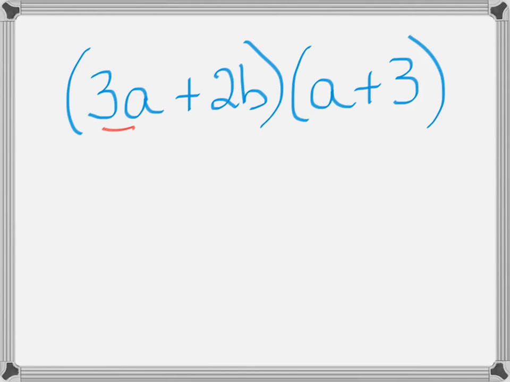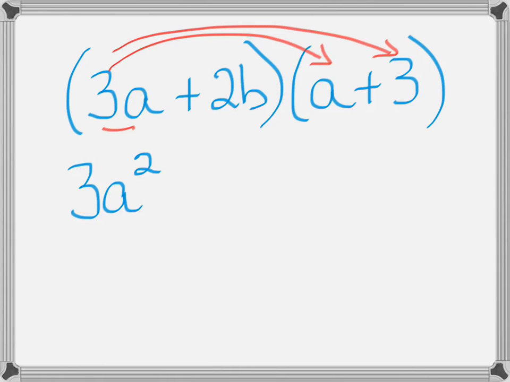Okay, so our first step is to take the first term in the first binomial and multiply it times the first term in the second binomial. 3a times a is going to give me 3a squared. Then I'm going to multiply the same 3a by the outside term, 3. 3a times 3 is 9a.